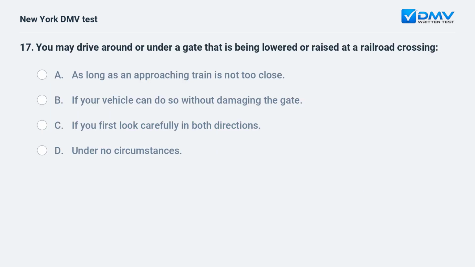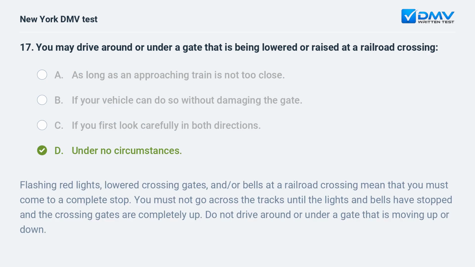You may drive around or under a gate that is being lowered or raised at a railroad crossing. A. As long as an approaching train is not too close. B. If your vehicle can do so without damaging the gate. C. If you first look carefully in both directions. D. Under no circumstances. D. Under no circumstances.